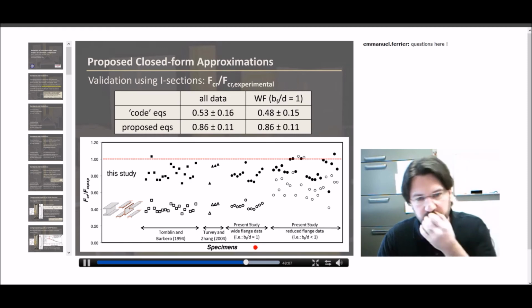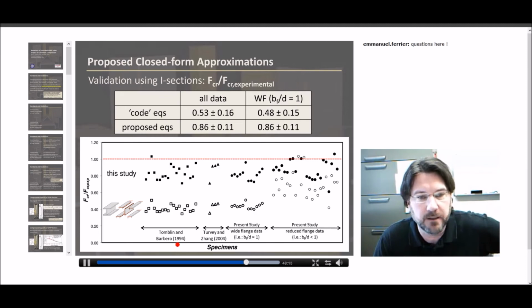And so what we wanted to do was take a look at this based on our data and based on experimental data available in the literature. We have plotted here some data from the 90s, Tomblin and Barbero's data, some data from Turvey and Zhang about 10 years ago, and then a range of our own data from wide flange shapes and I shapes. This group of I shapes were as delivered, so the flange width is equal to the depth of the member, and then these are ones with cut down flanges, so the flanges are becoming stockier here.